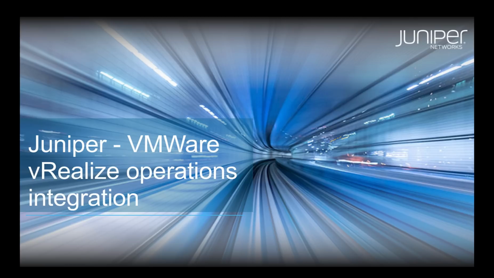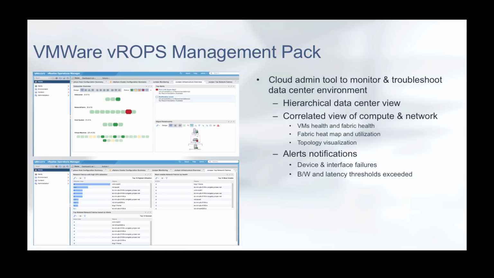In this section, we will talk about Juniper Networks integration with the VMware vRealize operation. VMware's vRealize operation is part of VMware's vRealize suite. It provides analytics, monitoring, and capacity planning features. It provides single pane of glass management for cloud admins to monitor their cloud infrastructure that consists of compute, storage, and network components. Juniper has partnered with VMware to develop the Juniper Networks Management Pack for VROPS.